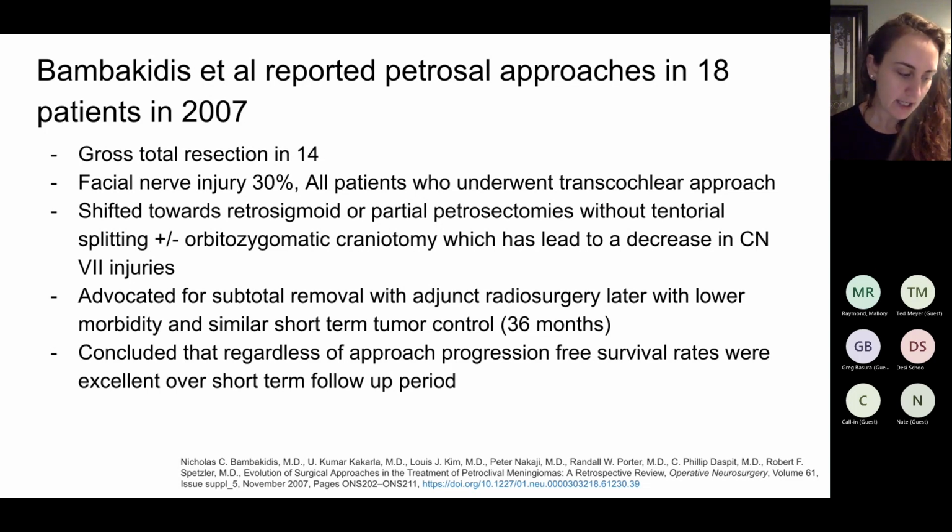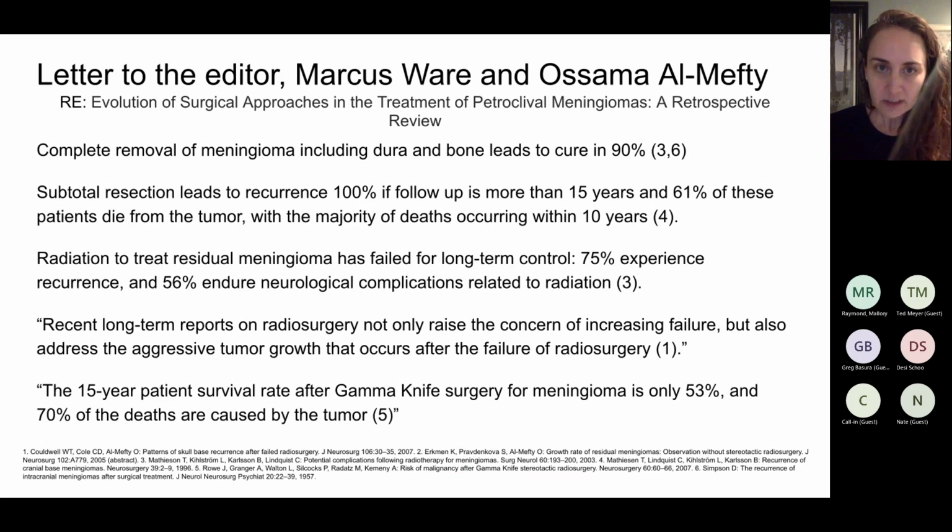They concluded that regardless of the approach, progression-free survival rates were excellent over a short-term follow-up period. This paper I found very interesting because I think there were 7 or 8 letters to the editor that followed it, with a lot of arguing back and forth on the paper's conclusions. One of the most interesting, I thought, was from Dr. El-Mefdi, who published that initial landmark article.